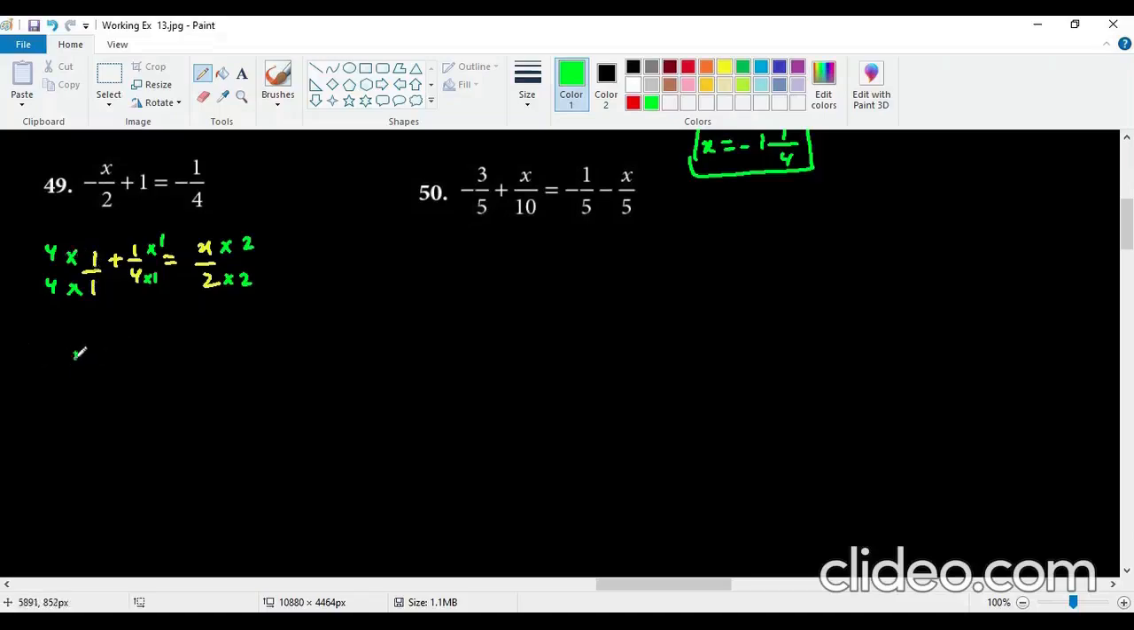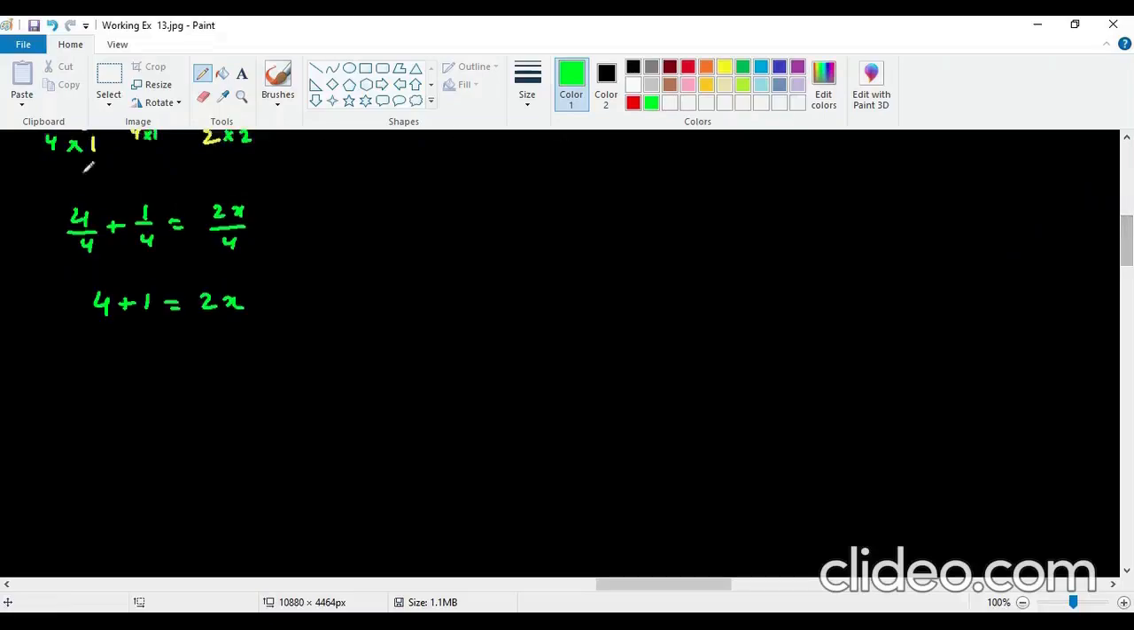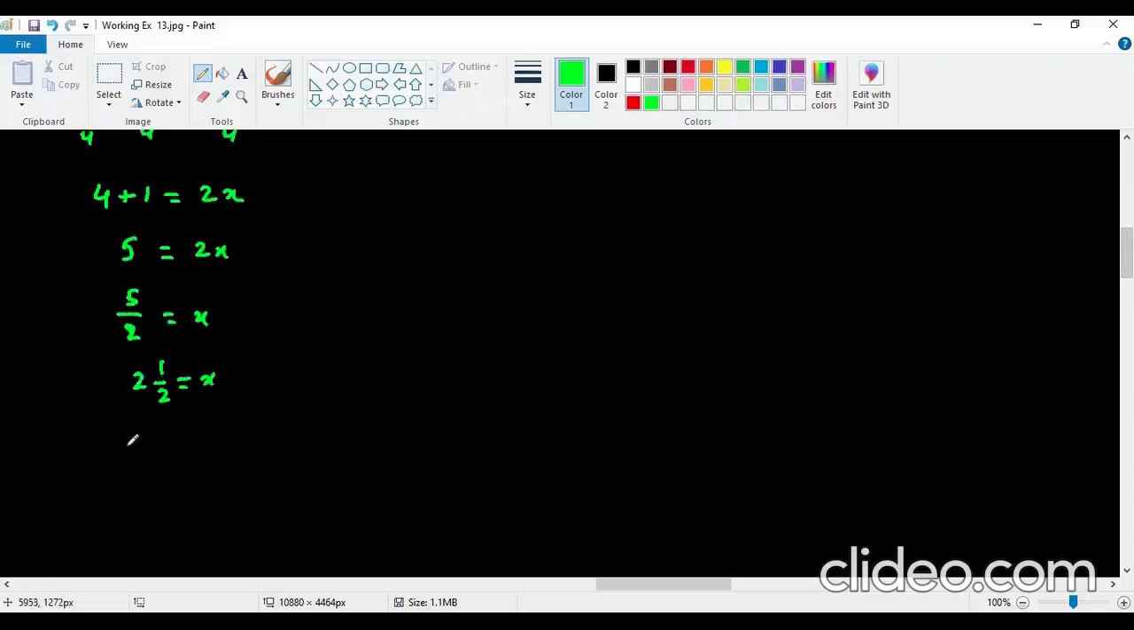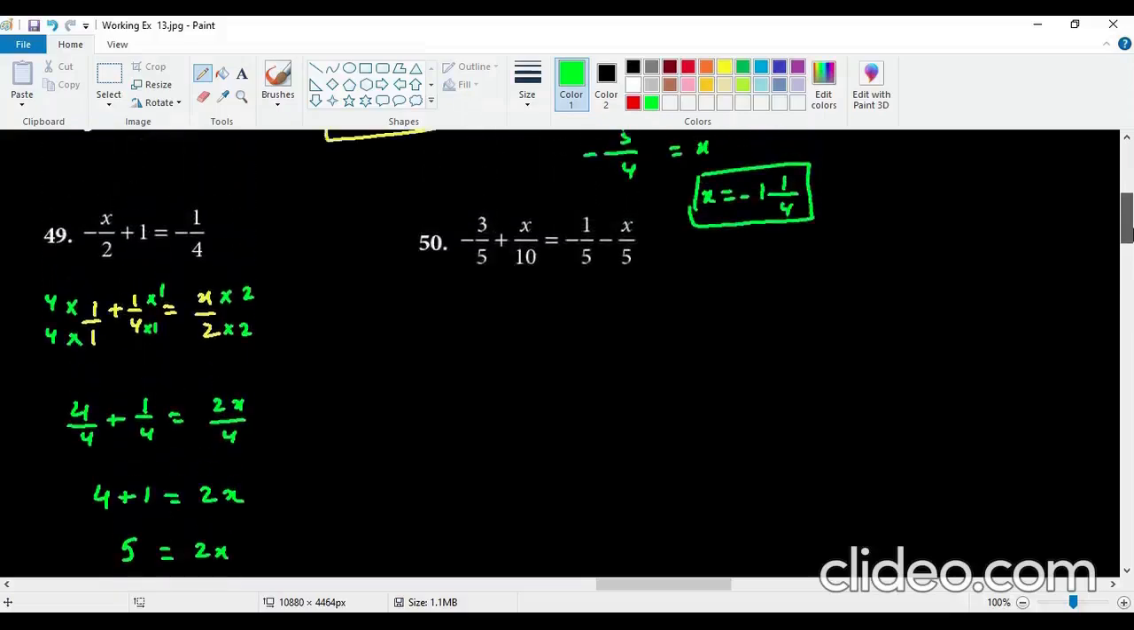This is going to be 4 over 4 plus 1 over 4 and 2x over 4. So the denominators are equal. So I will remove them and I will write 4 plus 1 equals 2x. Since the denominators are equal, I can write this way. This is going to give us 5 and 2x. That means 2 is multiplying. Other side it will go and divide 5 and give us 2 whole 1 over 2 as an answer, or we can write x equals 2.5. Both are acceptable answers. Now the last question of this exercise.